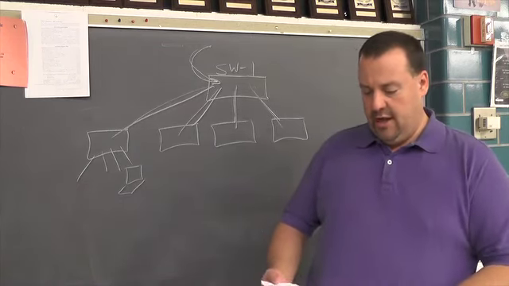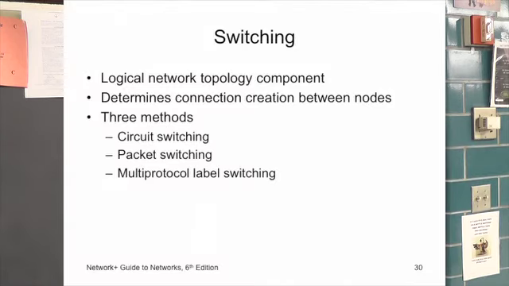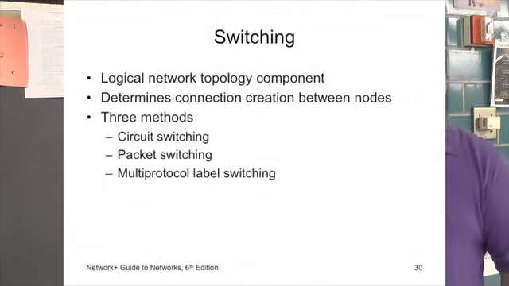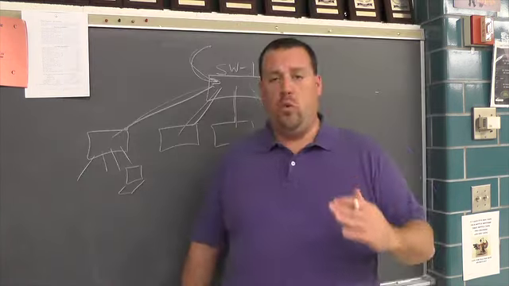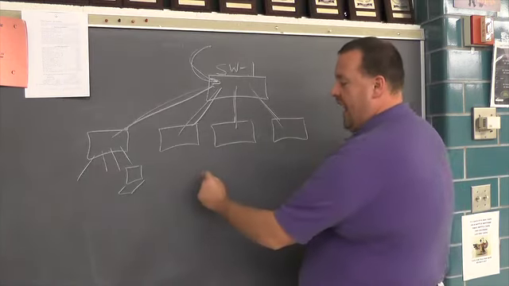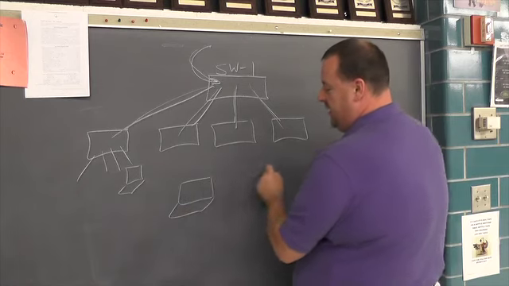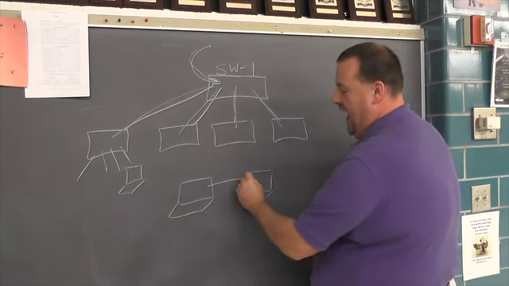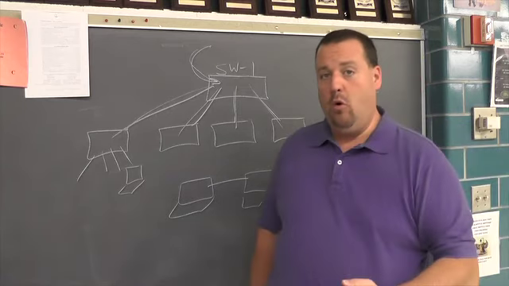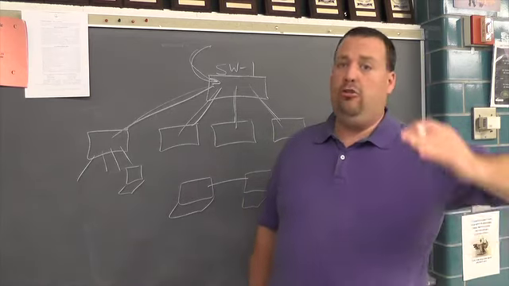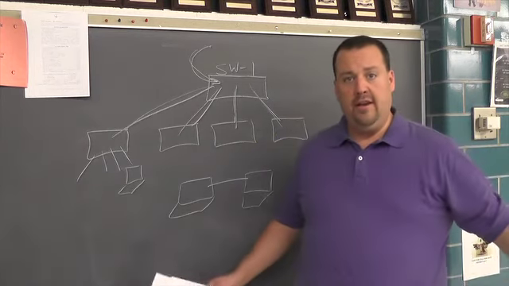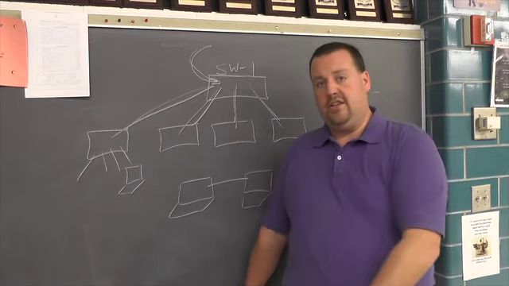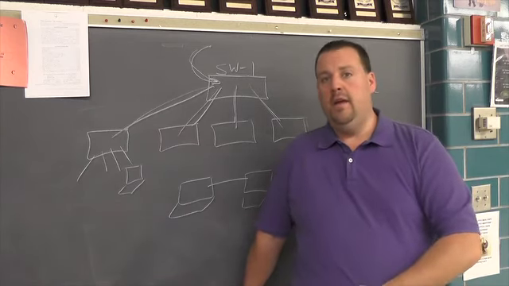Switching is just a logical network topology component. There's different types of switching. The three methods of switching are circuit switching, packet switching, and multi-protocol label switching. Circuit switching is when one computer actually creates a circuit to the other computer, and they're able to communicate back and forth. It opens up a channel. That channel is used just to connect there. The session layer is opening, closing it, it's done. It initiates it, and it terminates it as well.